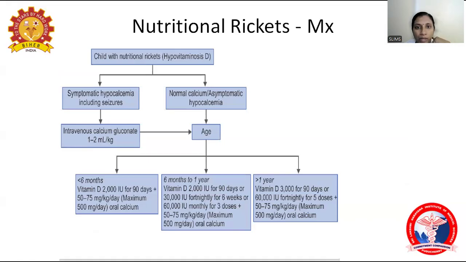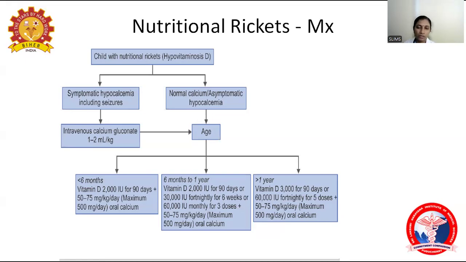Now coming to the management. Management wise, the first aim is to take care of nutritional rickets. When you have a child with nutritional rickets, first we see whether the child has hypocalcemia associated with it. If the calcium is normal or there is asymptomatic hypocalcemia, we check the age. The age-wise cutoff in management is divided into three parts: less than 6 months, 6 months to 1 year, and more than 1 year.